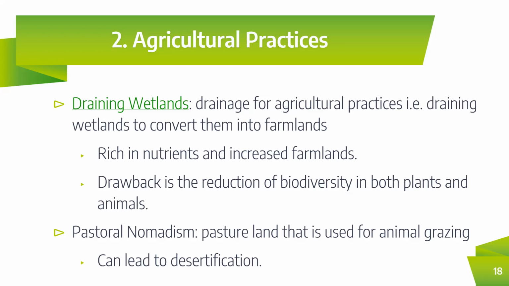All right, the Netherlands stands out. About 17% of the country's present land area was once under the sea or coastal wetland. But anyways, the agricultural practice of draining wetlands is literally draining the wetlands to convert them into farmlands, right? Once that's done, farmers will find that the soil is rich in nutrients, and of course, increasing farmland. The drawback to this, though, is that it reduces biodiversity in plants and animals. Another issue as well is that wetlands usually help reduce storm and flood damage and improve water quality and trap CO2. So by draining the wetlands, that's going to lead to water and air pollution.